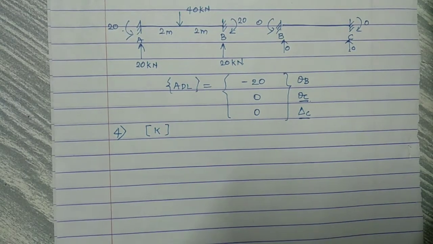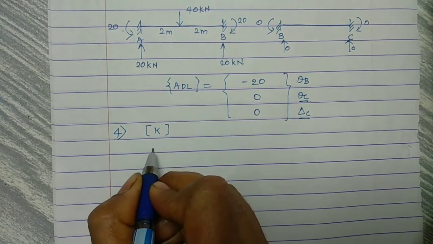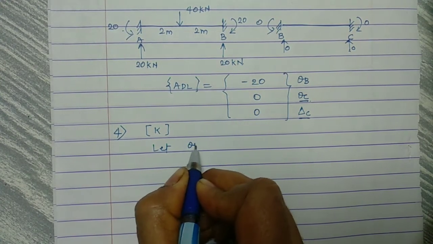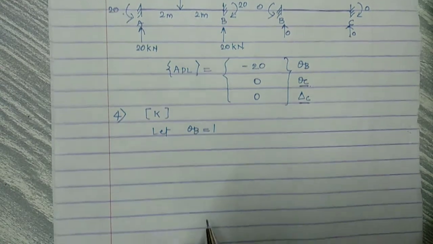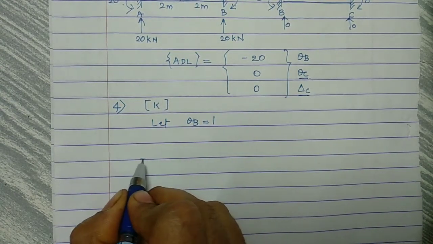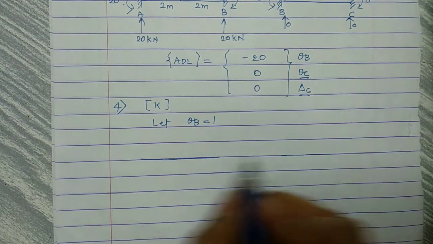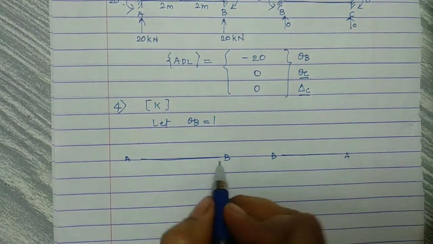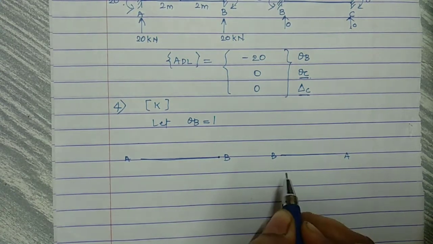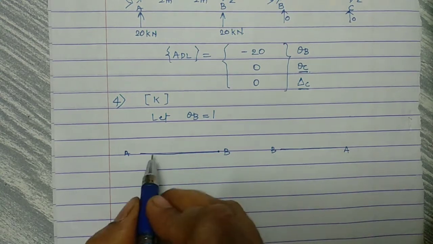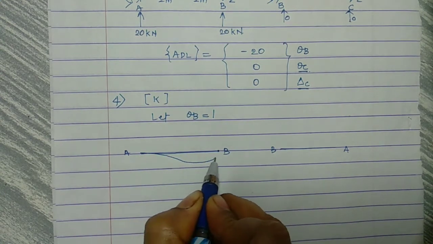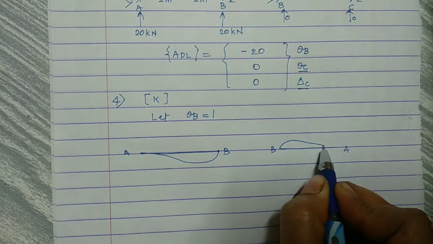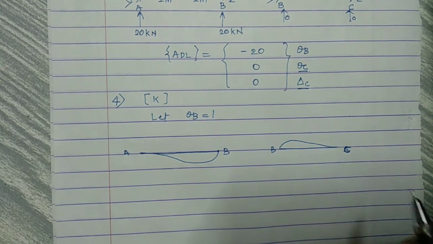So for that, let us take each degree of freedom equal to 1 one by one. So let us take the first degree of freedom, theta B equal to 1. So when theta B is equal to 1, member AB, member BA, rotate end B in anti-clockwise direction, that is in positive direction, by unit rotation. So because of that, member AB and member BC will be deflected in this way.